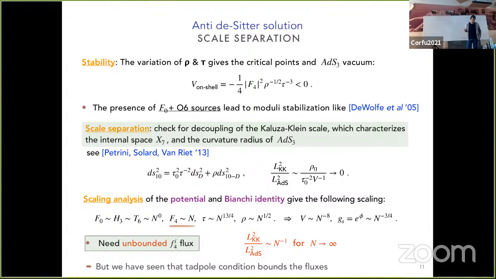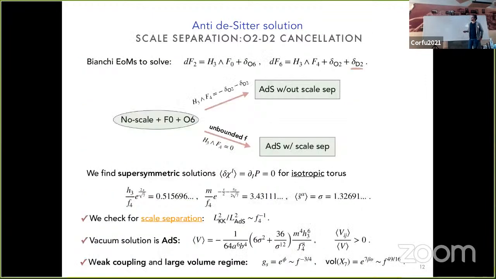But we saw before that the fluxes, due to the Bianchi identity, the number cancellation can be bounded. So we want to unbound this, and in order to do that, we treat the Bianchi identity differently. So we perform an O2/D2 cancellation, requiring the H3 wedge F4 to be 0. So this way the flux is unbounded. And we have an example for that.